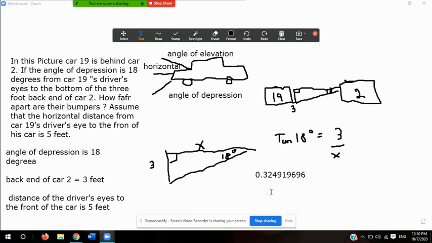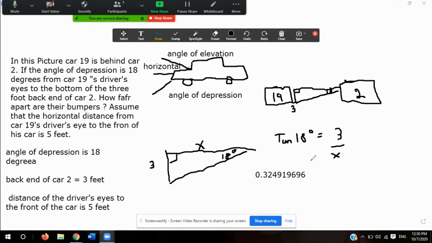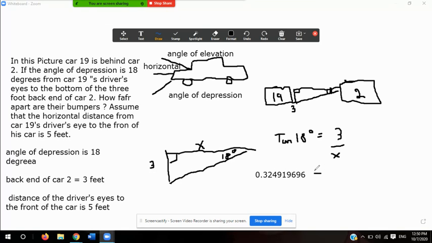And that's going to equal 3 over x. We can solve this like I did before in class, either algebraically or via proportion. I like to do it via proportion just because there is an equal sign. So the tangent of 18 degrees is 3 over x, and what I do next is write this as a proportion, with the tangent over 1.